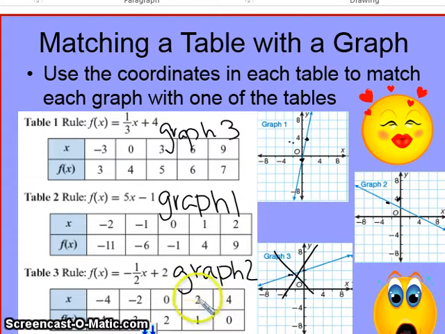So look at this point. If we look at this point (2, 1), if we go over to 2 and up to 1, that one is definitely on graph 2. So that's good.